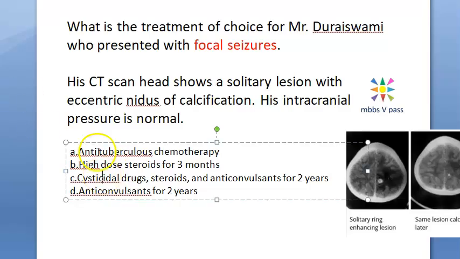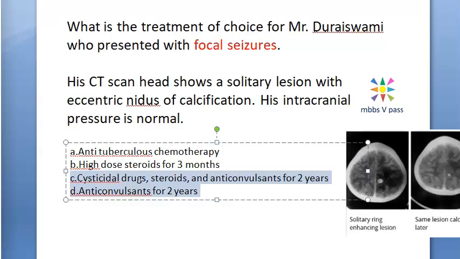So basically, will you give anti-tuberculous chemotherapy? No. So this is not the answer. Now here, will you give steroids alone? No. So it should be something between C and D, where you are giving anticonvulsants because this guy has seizures, and do you want to kill the cysts? So do you want to give cysticidal? So now that is where you have to decide.